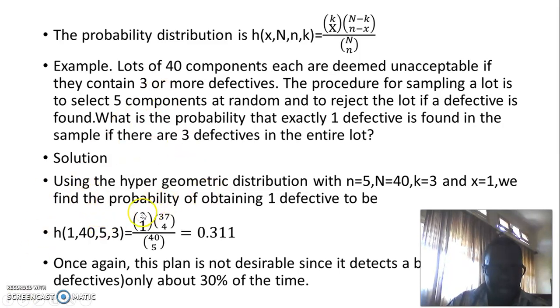So remember, out of the 3 defectives, we are selecting 1, and we do this in 3 combination 1 ways, and there are 40 components. So when we remove the 3, we are left with 37 components. And you should know that 5 have been sampled, so the remaining 4 will be selected out of the 37, and then we divide by the total number of possible ways of selecting 5 components out of the 40, which is 40 combination 5, which is equal to 0.3111. Once again, this is not desirable since it detects a bad lot of 3 defectives only about 30% of the time.